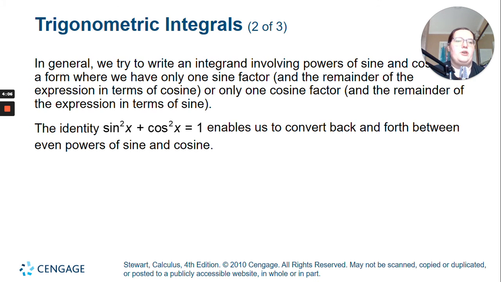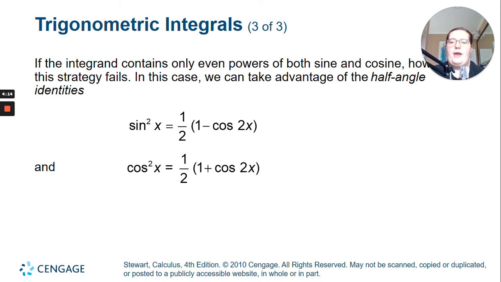So in general, we try to go back and forth using sine squared plus cosine squared equals 1, and that's what you want to kind of do. And you could use these two half-angle identities, which we also discussed. You could use those, and that happens whenever you have an even power.